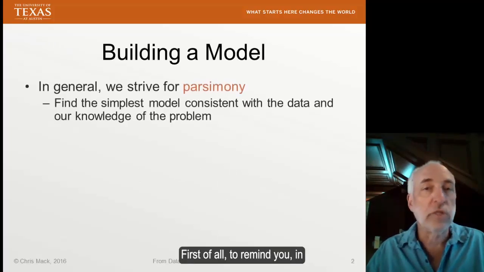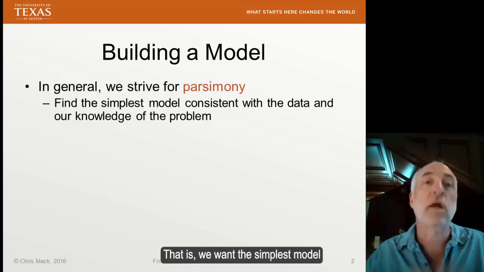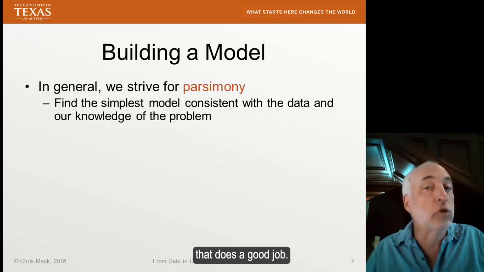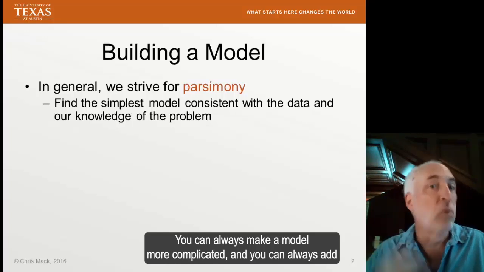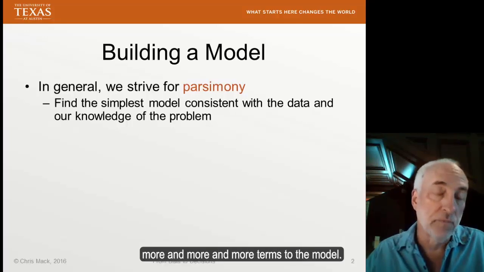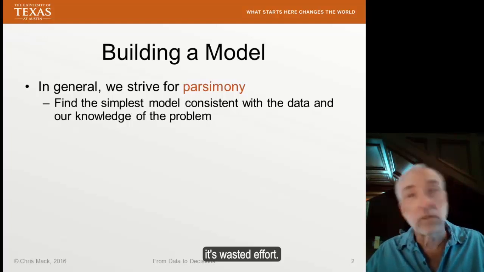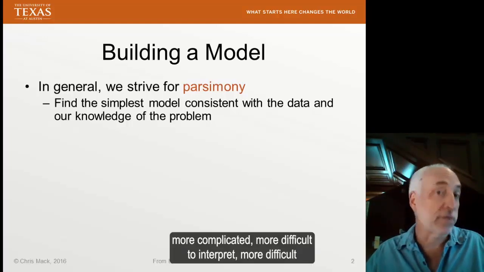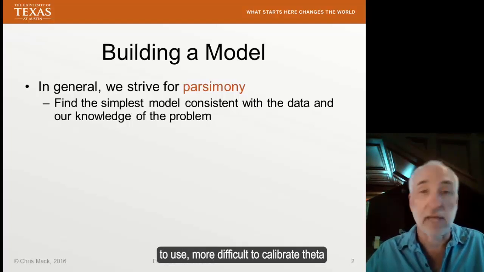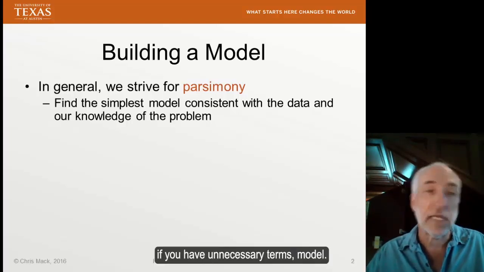First of all, to remind you, in building a model, we often strive for parsimony. That is, we want the simplest model that does a good job. You can always make a model more complicated. You can always add more and more and more terms to the model. But it's kind of a waste. It's wasted effort, makes the model more complicated, more difficult to interpret, more difficult to use, more difficult to calibrate data if you have unnecessary terms.